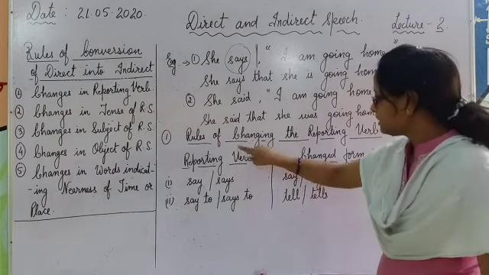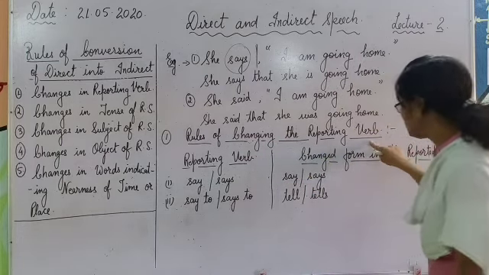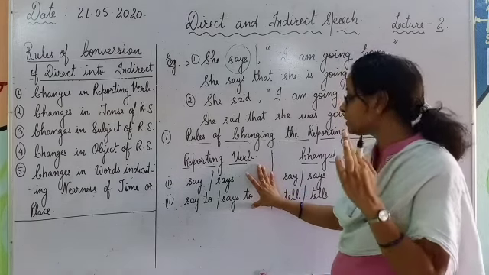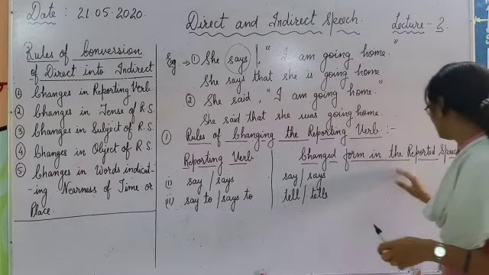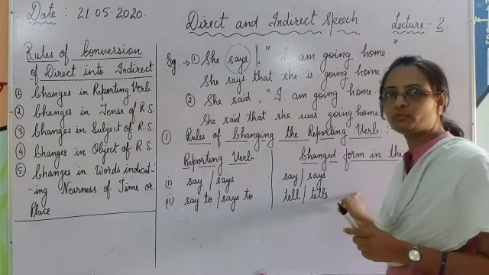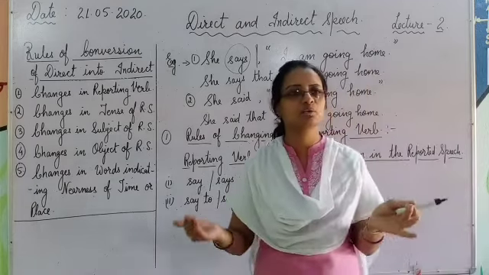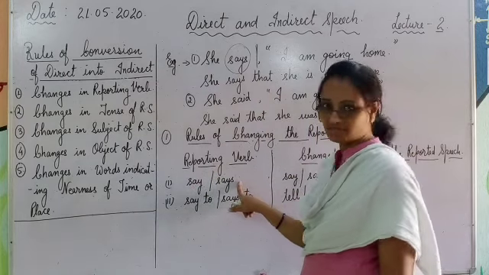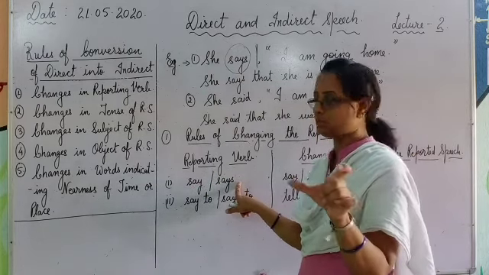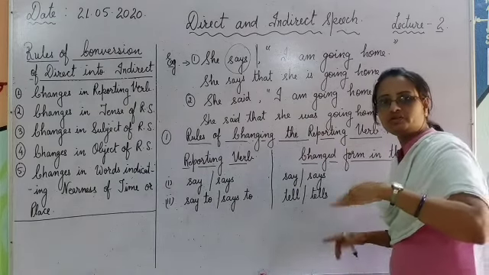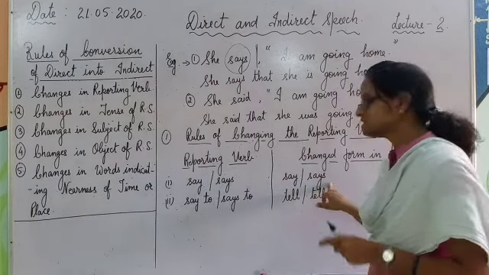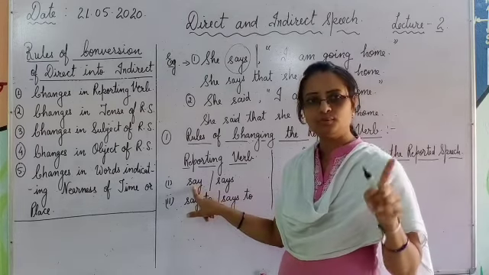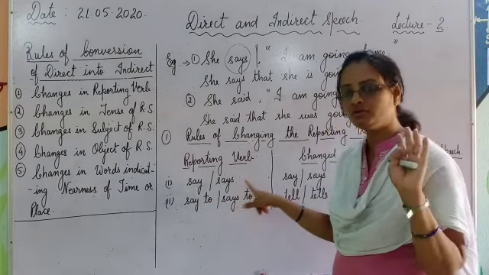Look here. I have made this chart: rules of changing the reporting verb. This is your reporting verb part, and this will be in the reported speech. This is the change you have to make in the reporting verb while changing from direct into indirect narration. If it contains say or says in the reporting verb in the direct speech, how will you change it into indirect? Say or says will not change. The reporting verb is in the present tense, plural or singular, and it will not change.